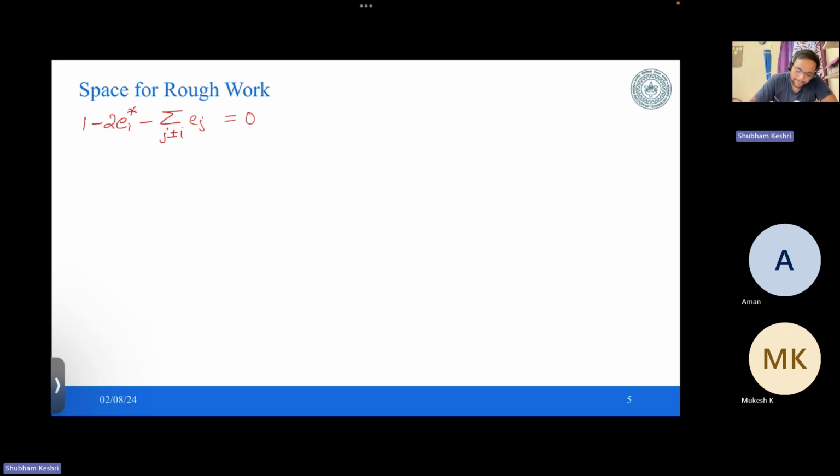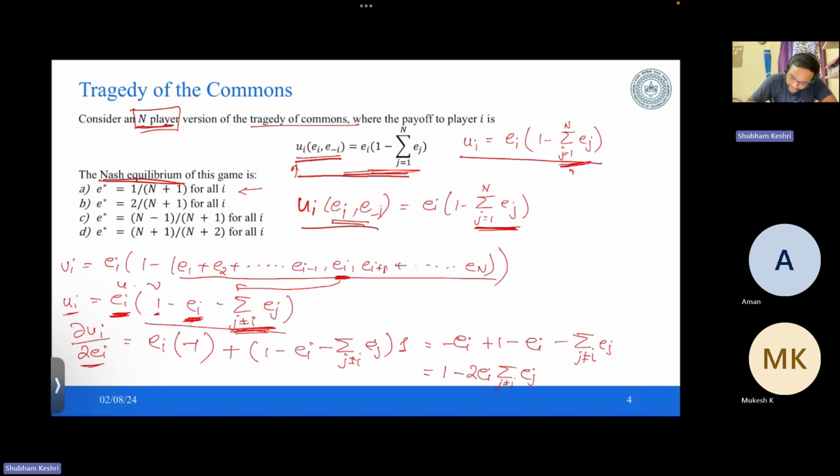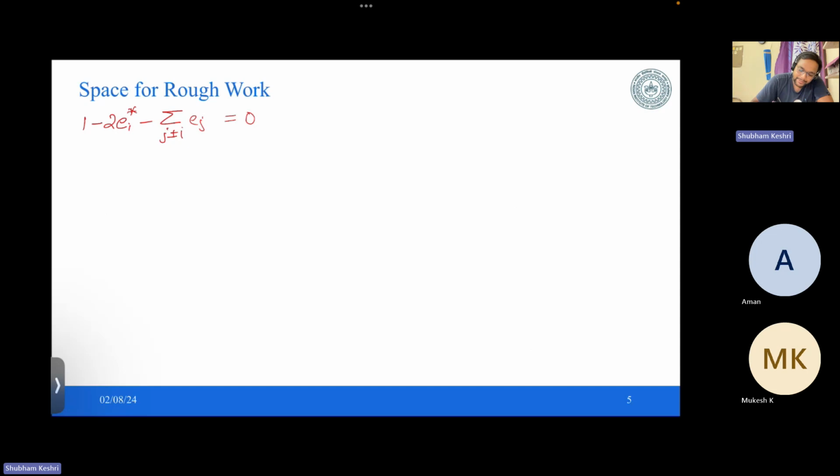So you see, we were differentiating the utility of player i, and we are saying that this expression, which is obtained by differentiating the utility, we'll equate it to 0. And then we'll say this is the best response of player i because we are equating it to 0. This is what Professor Aditya has also done in his lecture.